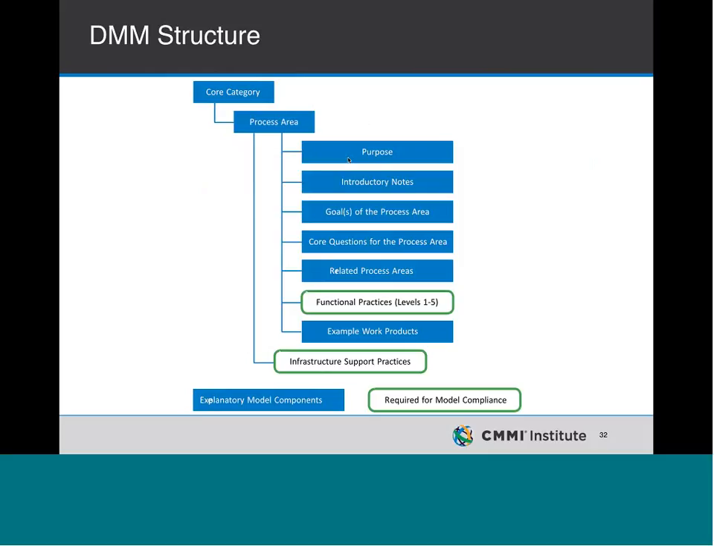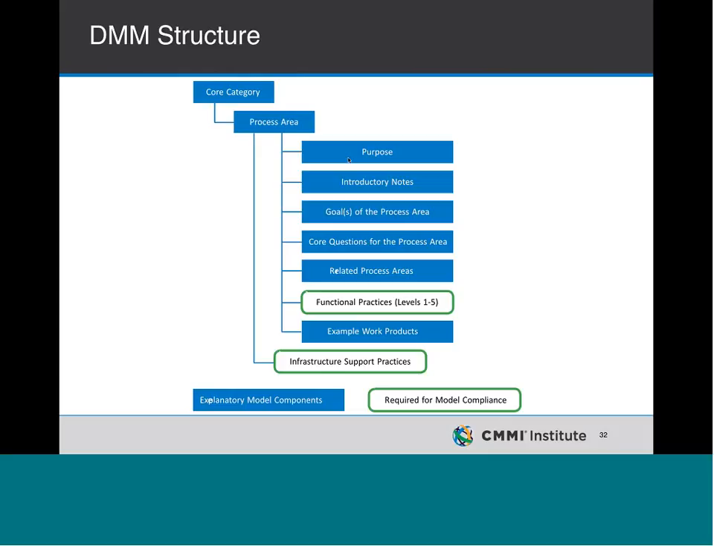So for each core category, there are multiple process areas. I gave you an example: business glossary or data management strategy. Each one has a business purpose, which is stated in a couple of lines, and has introductory notes meant to tell anybody what the organization gets in benefit for doing this well, what is the context in which this discipline is usually found in an organization, and other orienting information. Each process area has a goal, which is a business goal that by doing it well you get to achieve for the organization.